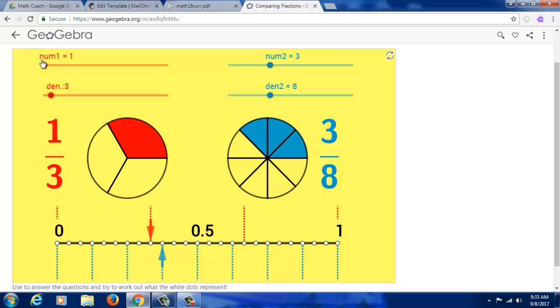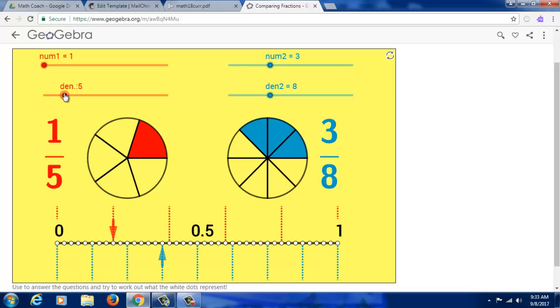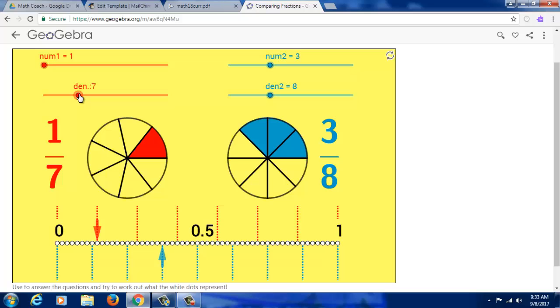So at the left side you see two fraction sliders. At the right side you see another two fraction sliders. The first one is for the numerator, the second one for the denominator. So let's say I need to change the denominator. I can drag this slider to the right side.